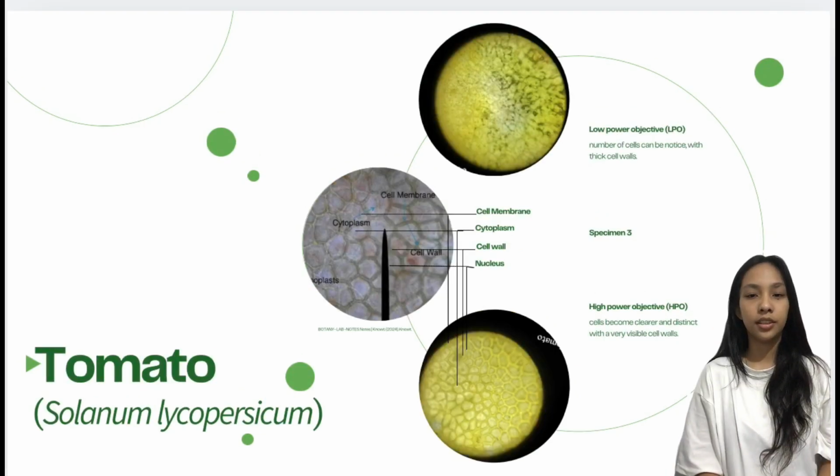The third specimen is the tomato epidermis. Under low power, we saw many cells with noticeable and thick cell walls. Unlike onion cells, the tomato epidermal cells were irregular or polygonal in shape, not rectangular. Under the high power objective, the cell wall became very distinct. Tomato epidermal cells are very different from onion cells because of their irregular shape and the presence of pigment. The thicker wall also makes them easier to see even without heavy staining.